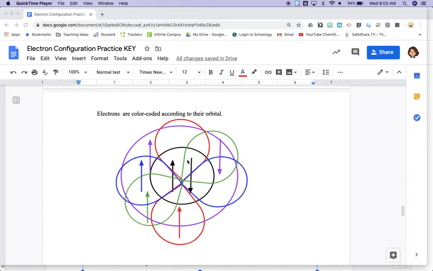And then when we get to the 2p sublevel, there are 3 orbitals here. There is a blue one right there, a green one, and a red one. Each one of those has 1 electron in it. So those are represented by the red, the green, and the blue electron. Those 3 electrons are split between the 3 orbitals.